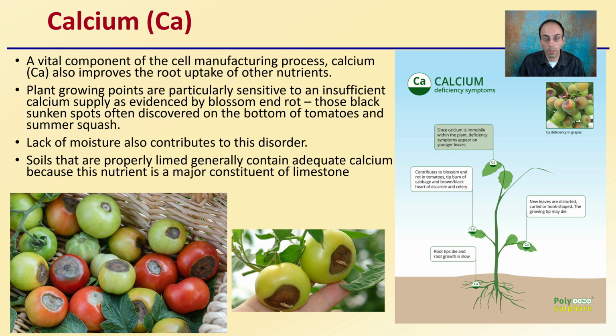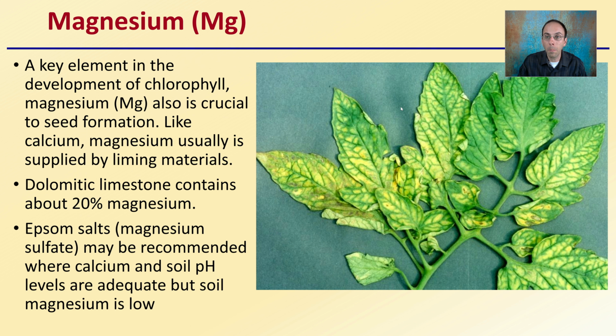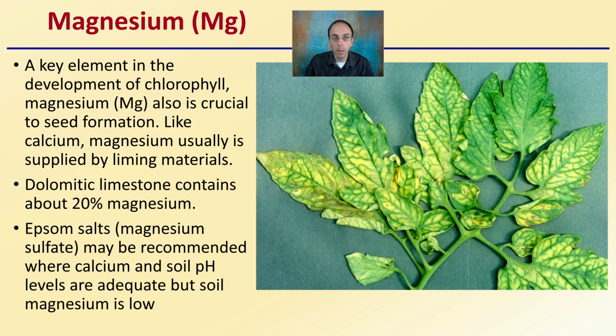Going on to magnesium, and magnesium is a key element in the development of chlorophyll. Magnesium, abbreviated Mg, is crucial for seed formation. Like calcium, magnesium is usually supplied by liming materials, particularly dolomitic lime, because dolomitic limestone contains about 20% magnesium. So not only are you getting a pH change, making your soil that might be too acidic more basic, you're also getting magnesium with that product.